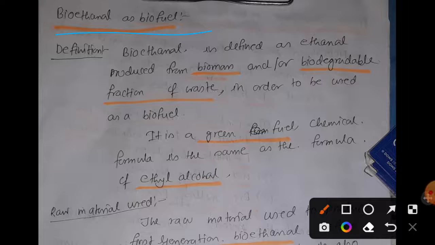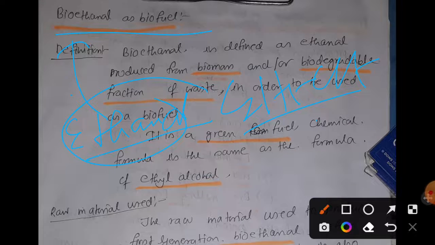Okay, so we know from our foundation level that ethanol is a chemical of formula C2H5OH. We all know, right? So now, what is the fundamental idea of bioethanol?